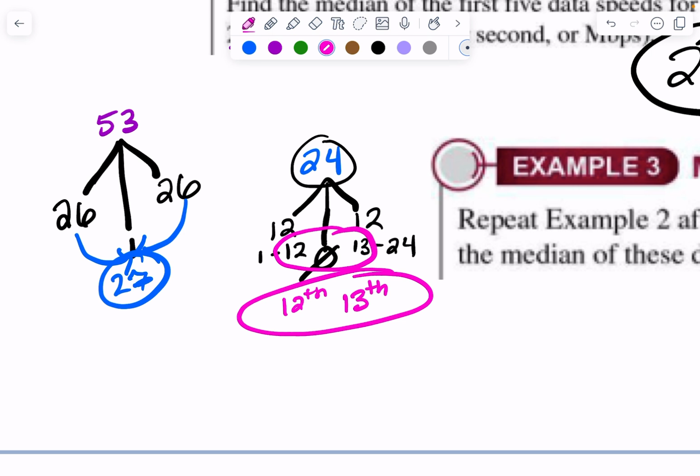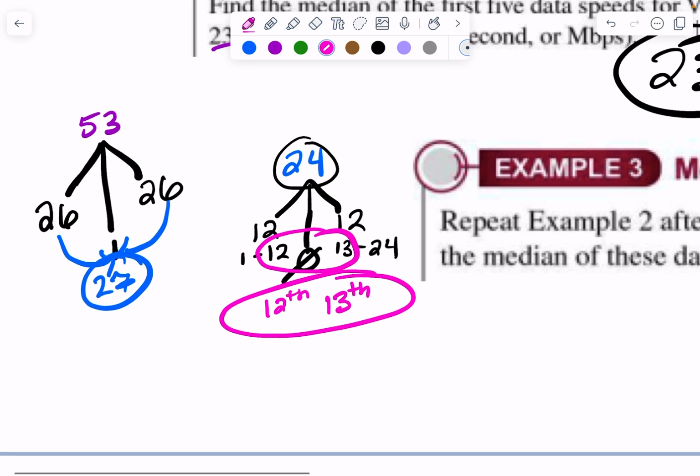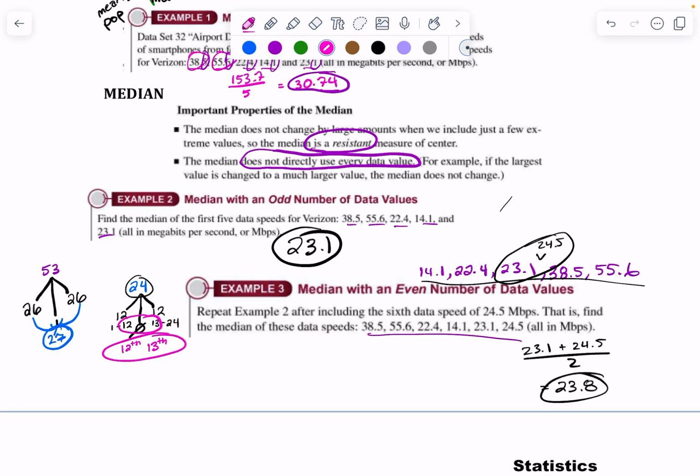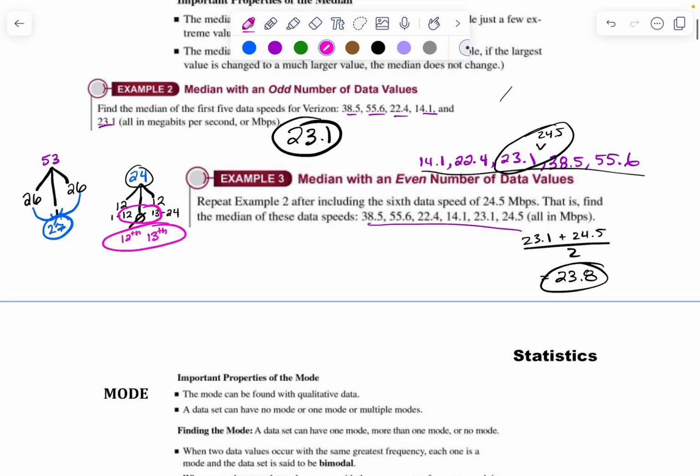So don't do this cross, cross, cross business, okay? You can if it's a small data set, like if there's only 6 numbers. But 53 numbers, I am not going to cross, cross, cross, okay? So don't do that. All right.